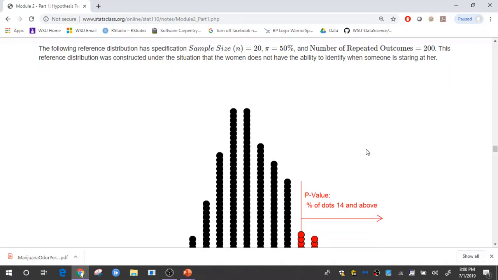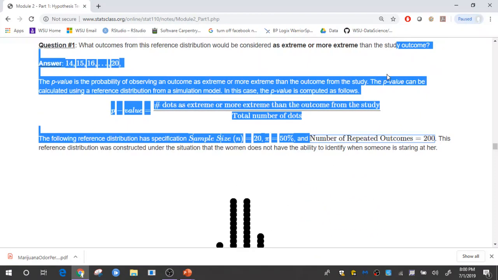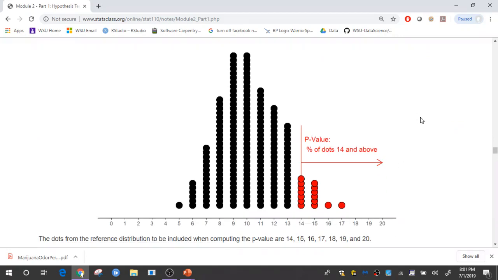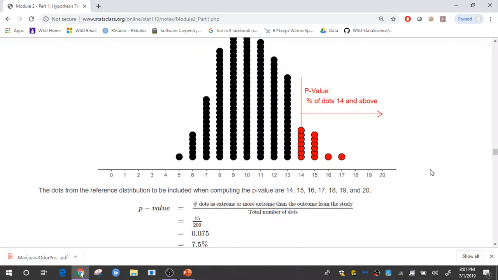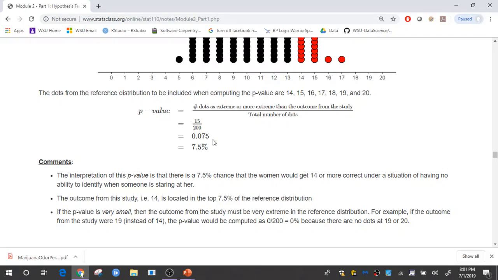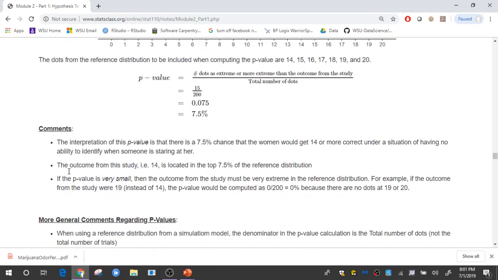So here on this reference distribution that I've obtained, let's suppose that I obtained 200 repeated outcomes. So the number of repeated outcomes is 200. What I need to do to obtain the p-value is just count how many dots are at 14, 15, 16, 17, 18, 19, or 20. If I do that, there's going to be 15 dots down here in that region. Those are identified just by the red dots. So there's 15 dots that are at 14 or bigger, divided by the total number of dots. I put 200 dots on this graph. So the p-value is simply going to be 15 divided by 200, which is 0.075.